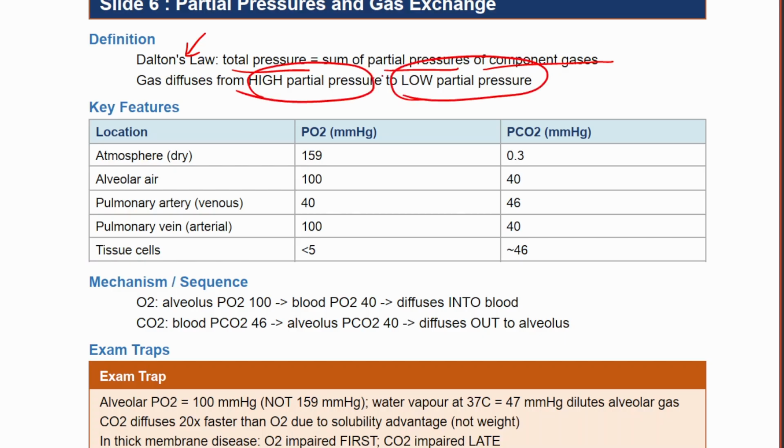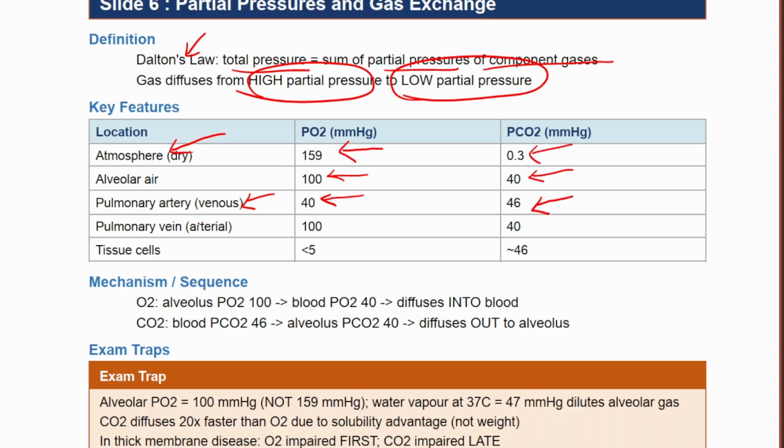Let's carefully memorize the exact partial pressure values across different locations from the key features table. In the dry atmosphere, partial pressure of oxygen is 159 mm of mercury and partial pressure of carbon dioxide is 0.3 mm of mercury. In alveolar air, partial pressure of oxygen drops to 100 mm of mercury and partial pressure of carbon dioxide is 40 mm of mercury. In the pulmonary artery carrying venous blood, partial pressure of oxygen is 40 mm of mercury and partial pressure of carbon dioxide is 46 mm of mercury.